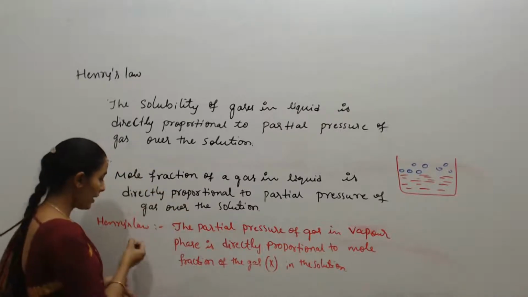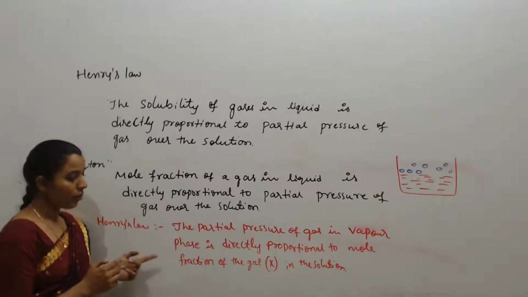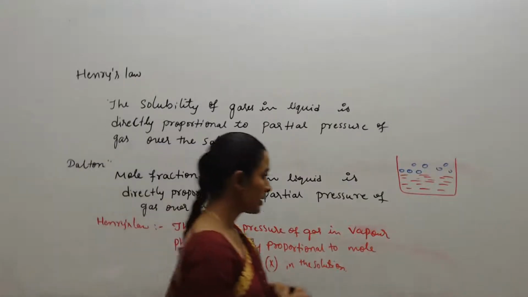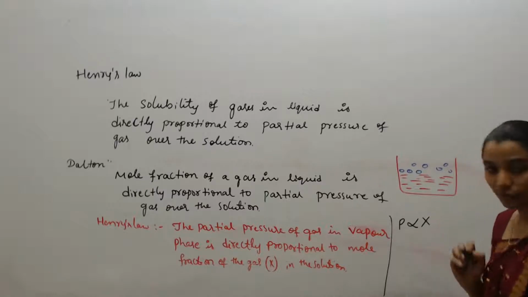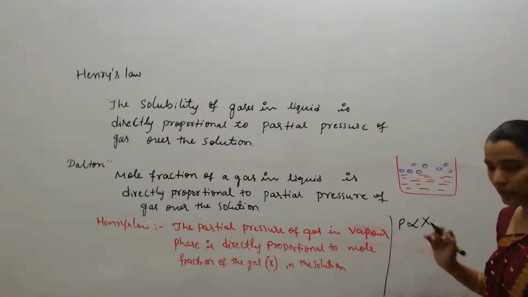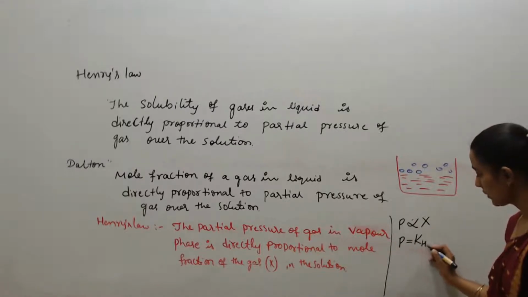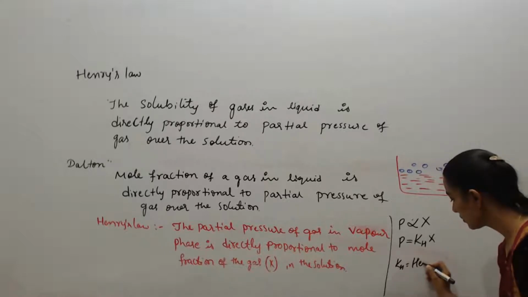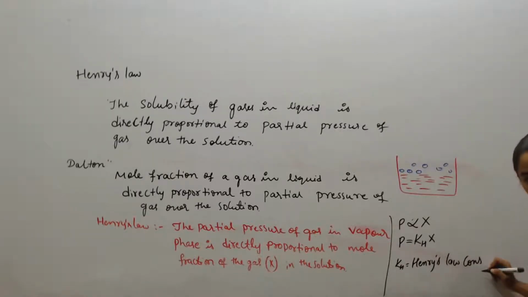So comparing these two, Henry's law is modified as: the partial pressure of the gas in the vapor phase is directly proportional to the mole fraction of the gas in the solution. So students, we can write partial pressure P is directly proportional to mole fraction x. To remove this proportionality we have P is equal to KH x. This KH is called Henry's law constant.